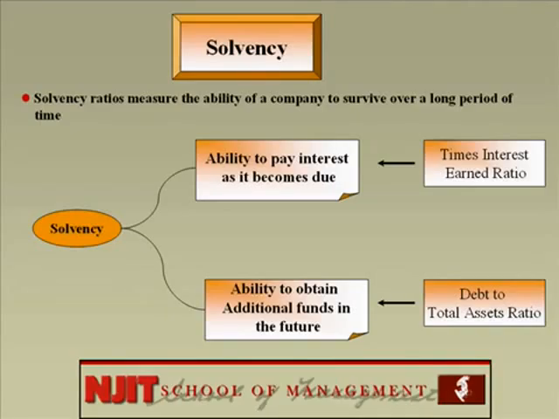If the debt to total asset ratio is high, is it good or bad? It's bad. The chances of obtaining a loan to meet an emergency will be low, and the company's survival will be threatened. So you want this ratio to be as low as possible. You want the times interest ratio to be as high as possible, and you want the debt to total asset ratio to be as low as possible. Here are the formulas.